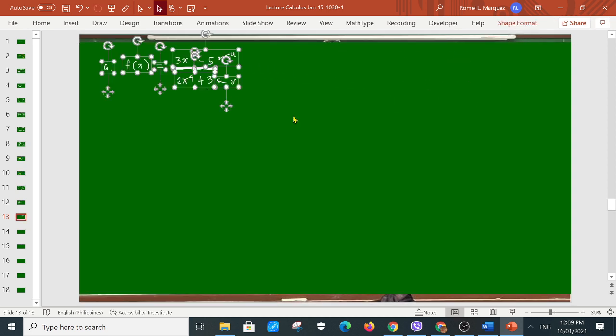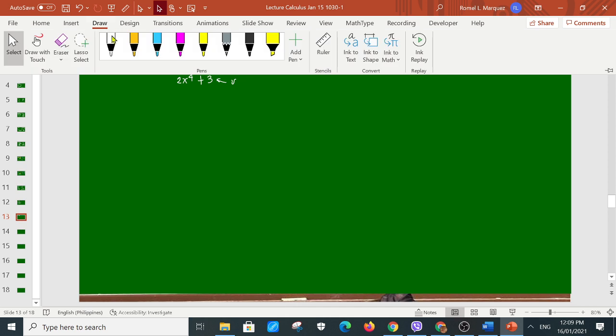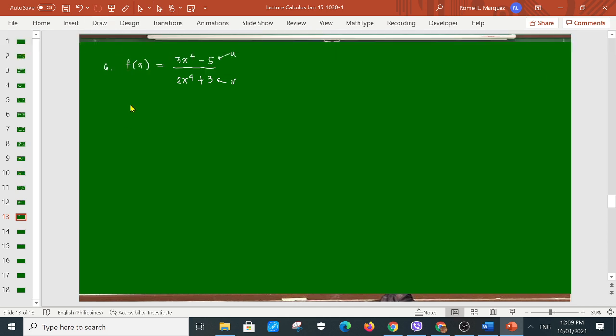Okay, that's number 6. So that is considered quotient. So we apply quotient rule. F prime of X. Oh guys, what will I write here? Gawa tayo. Let's make a fraction. The denominator, copy the denominator. So it is low, high, low. Low, derivative ng high, like that. Minus high, derivative of low.